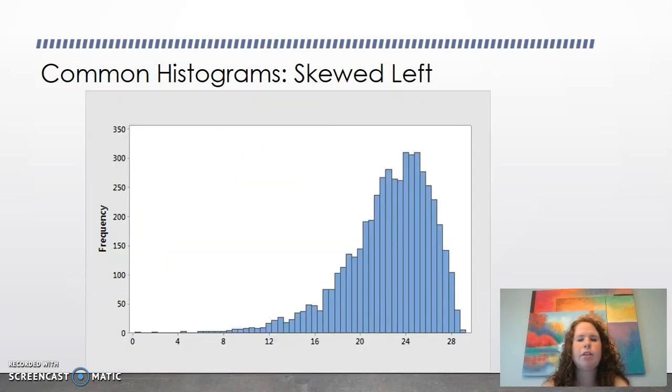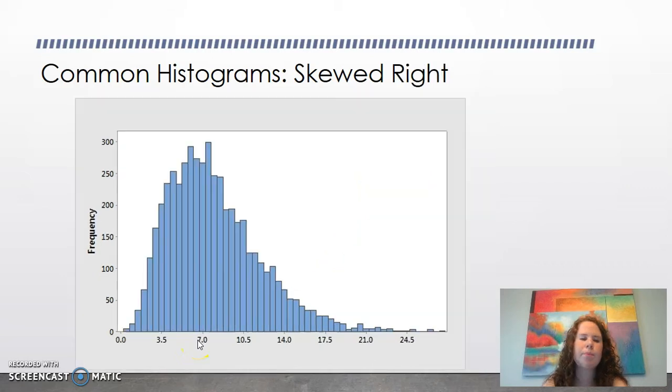And then a skewed left histogram is going to have a majority of the data towards the right-hand side of the graph versus the left, and there's going to be what we call a tail that trails off towards the left side of the histogram. And the skewed right is going to be the exact opposite, so the majority of the data is going to be towards the left, and then the tail is going to go off towards the right.